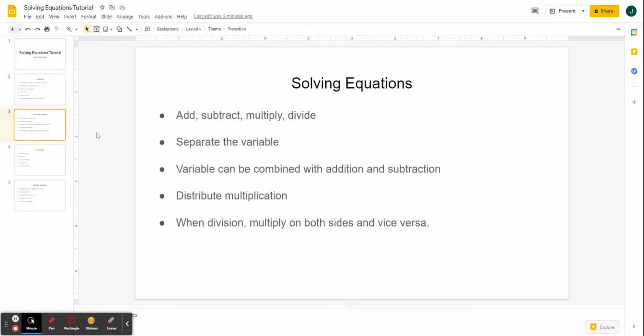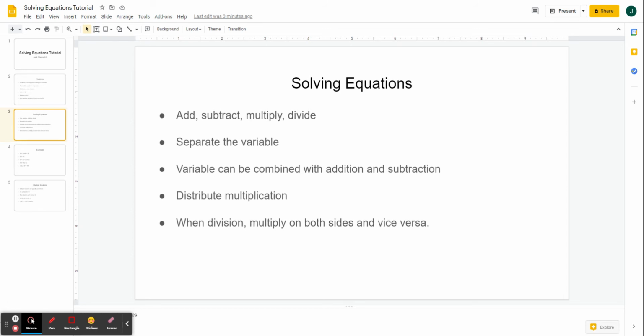In order to solve equations, for the fundamentals of it, basically all you need to know is how to add, subtract, multiply, or divide. The goal of solving simple equations is separating the variable. Variables can be combined with addition and subtraction, which we'll show in the examples on the next slide. And typically when you see multiplication, you're going to want to distribute.